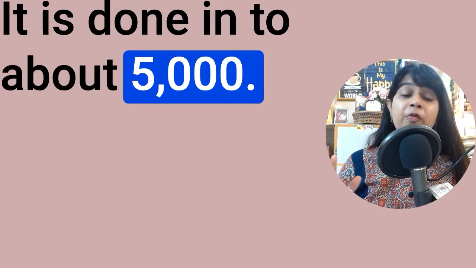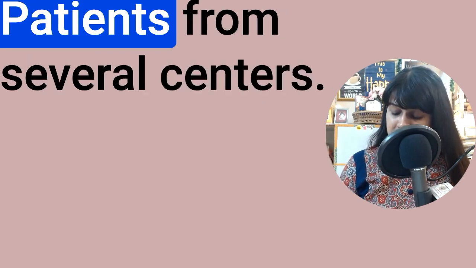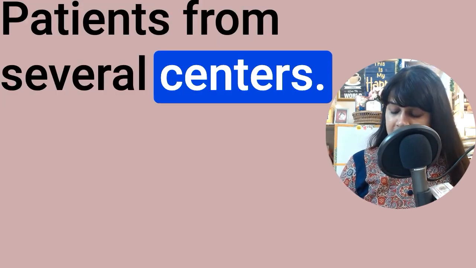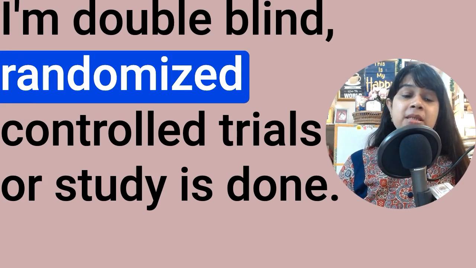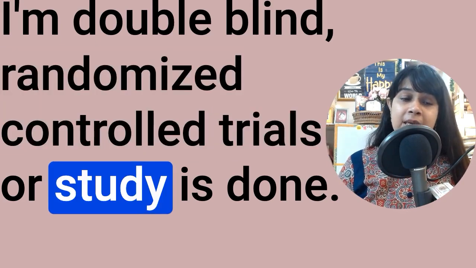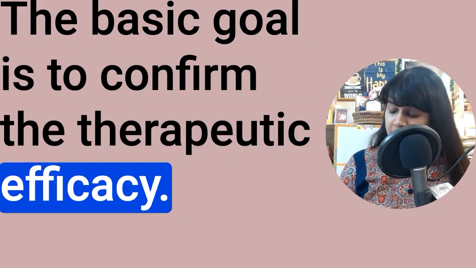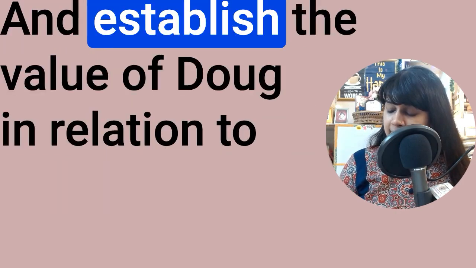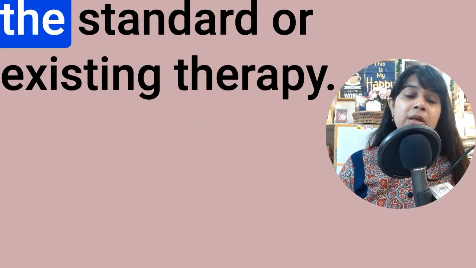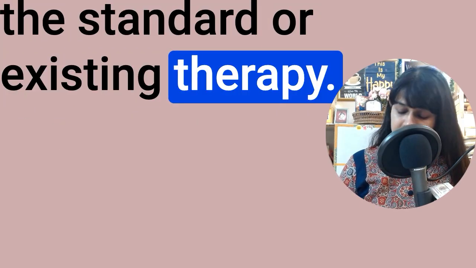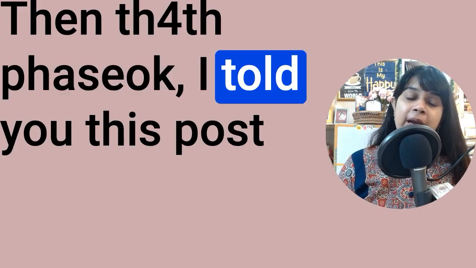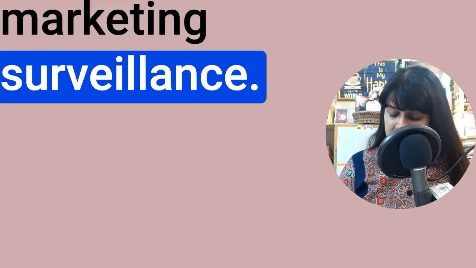Third phase, therapeutic confirmatory study. It is done in about 5,000 patients from several centers, and double blind randomized controlled trials are done. The basic goal is to confirm the therapeutic efficacy and establish the value of the drug in relation to the standard or existing therapy.